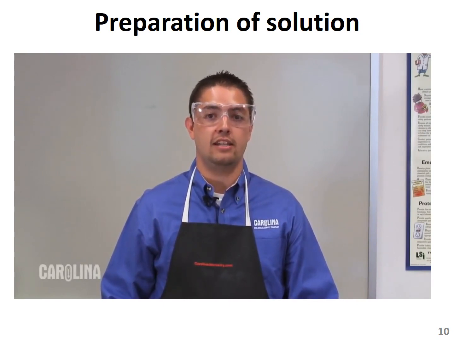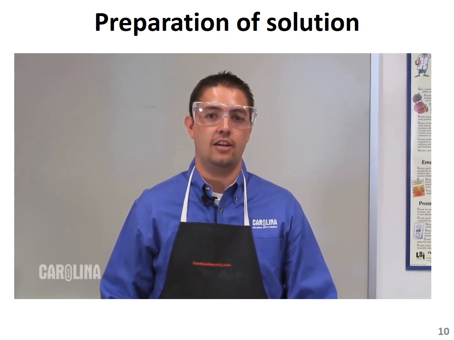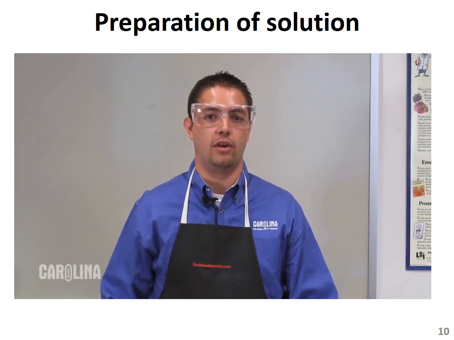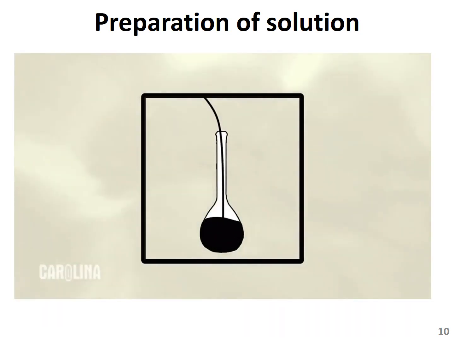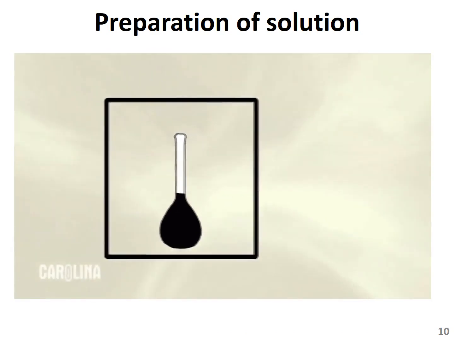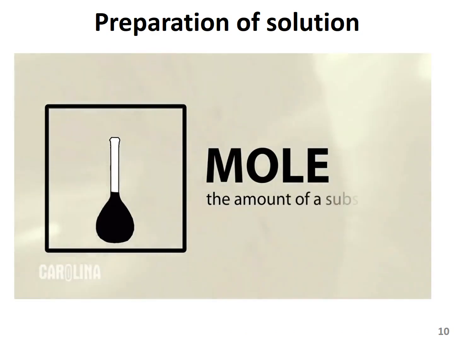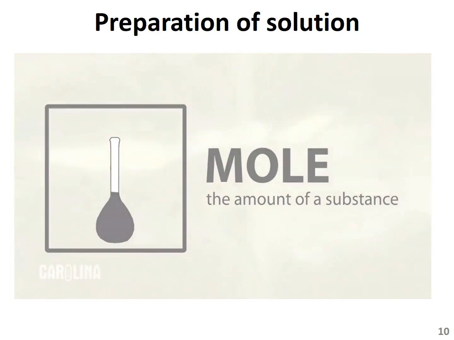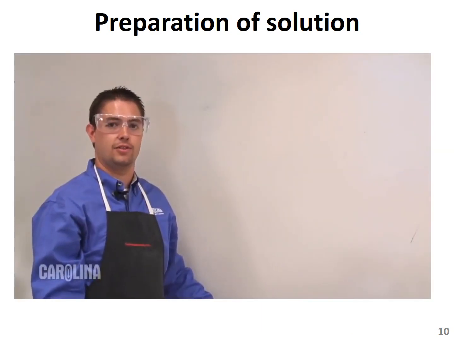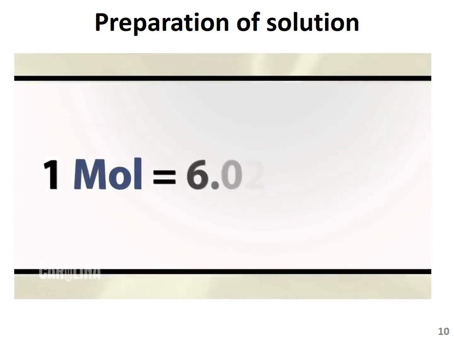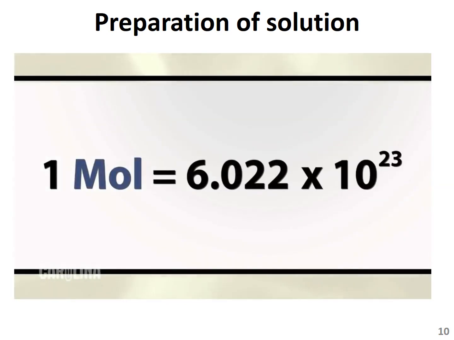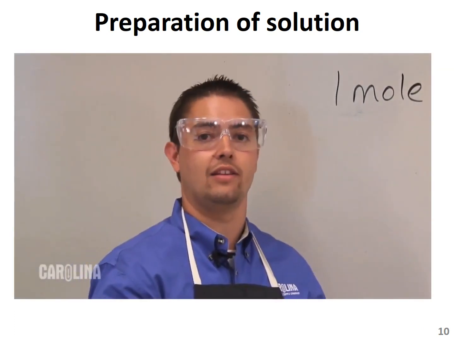Before beginning any experiment, it's important to observe appropriate lab safety procedure and know the hazards of any chemicals you're working with. In any chemical reaction, it's important to keep track of the exact amount of reactants present, and for stoichiometric purposes, we use the term mole to define the amount of a substance. A mole is a counting term, similar to a dozen eggs, where 1 mole is equal to 6.022 times 10 to the 23rd things. As you can see, this is a really large number.